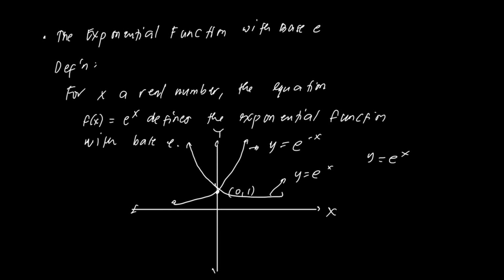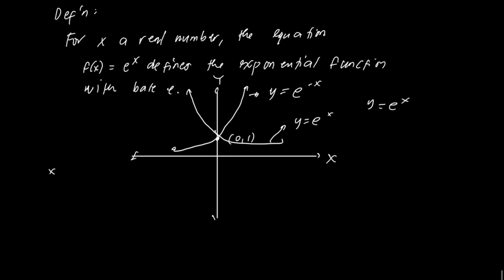You can just make tables again, like the one we did a while ago. f of x is equal to e to the x. What are the values if x is negative 2, negative 1, 0, 1, 2? Okay, what are the values of our e to the x? And basically, the form of the graph is still like this one.